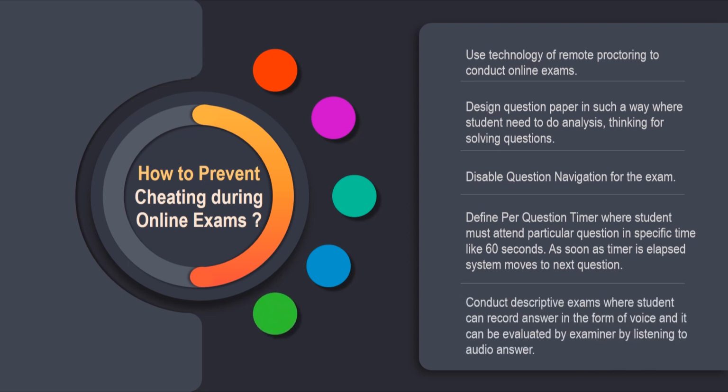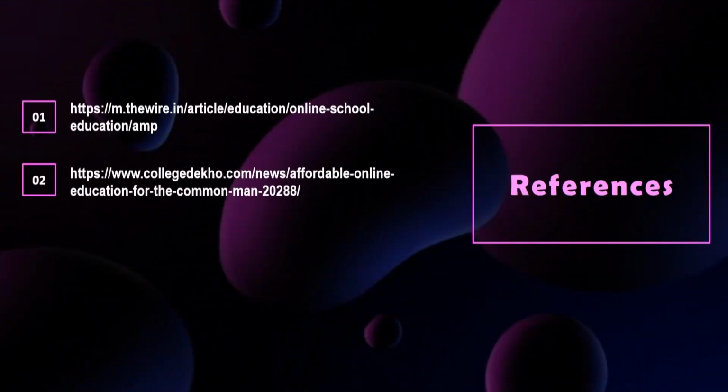Then conduct a descriptive exam where the student can record the answer in the form of a voice, and it can be evaluated by the examiner by listening to the audio answer. These are some of the ways that can be adopted to prevent cheating during the examination. So these are the few references that were taken, and as I told you, there are platforms like the Ekalavya software which provides a better atmosphere or architecture for conducting online examinations.